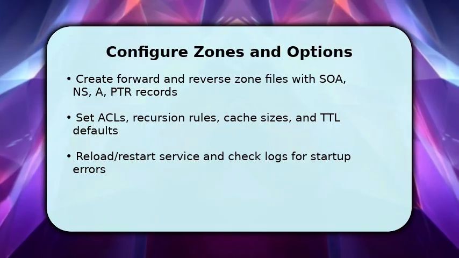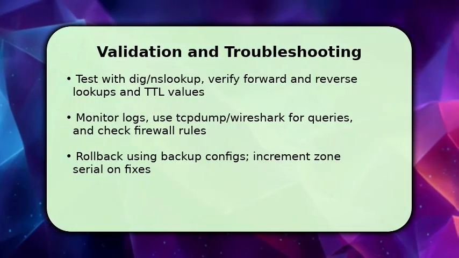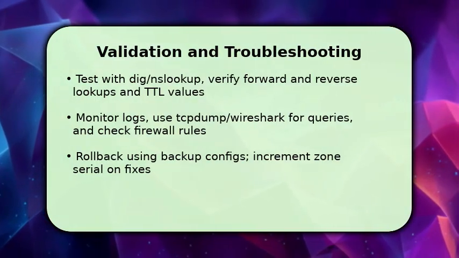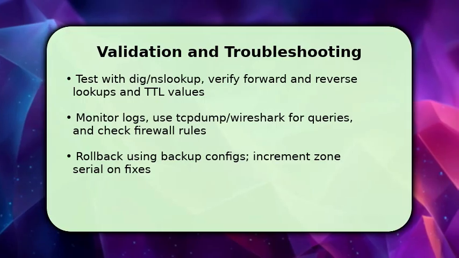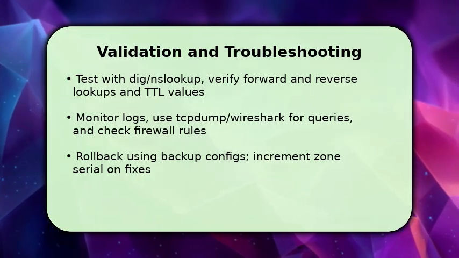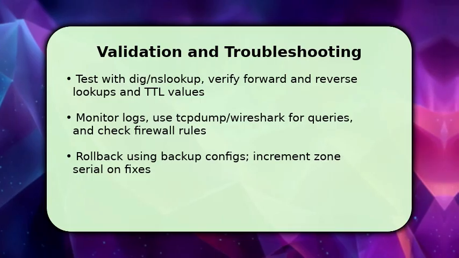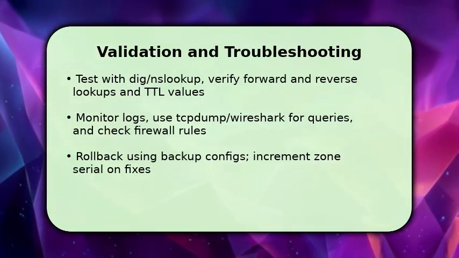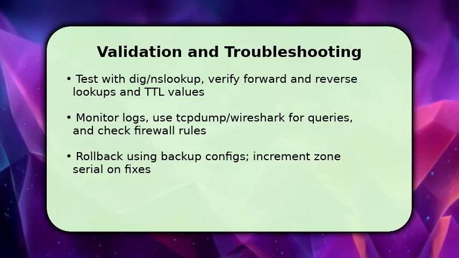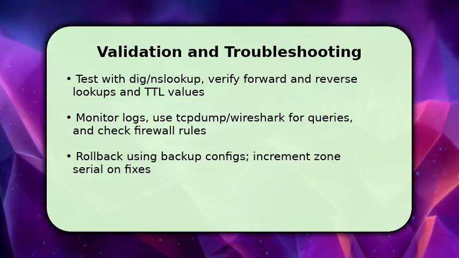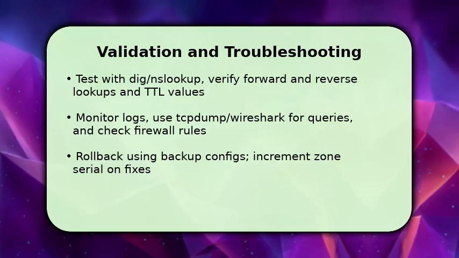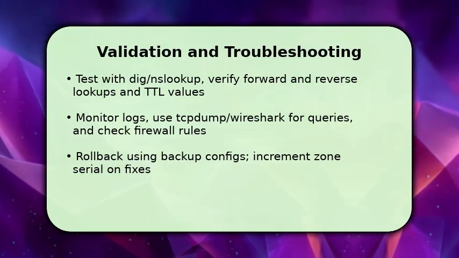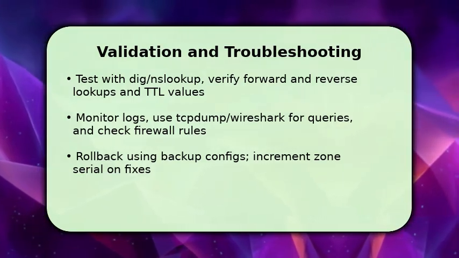Finish by validating everything. Use dig or nslookup to query your server for PTR and SOA records and confirm TTLs and responses. If you see failures, check service logs for syntax errors, confirm the firewall allows UDP/TCP 53, and capture traffic with tcpdump to inspect query flows. Once corrected, increment the zone serial and reload so changes propagate.